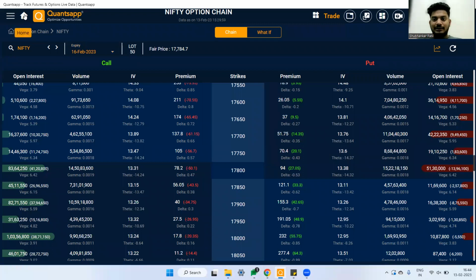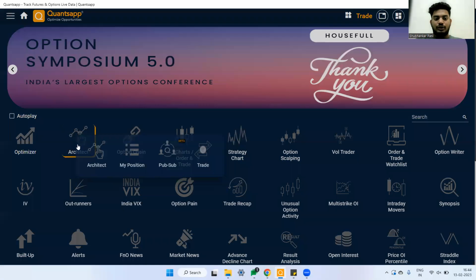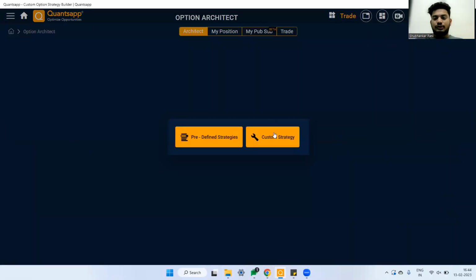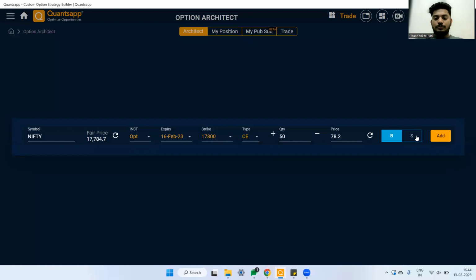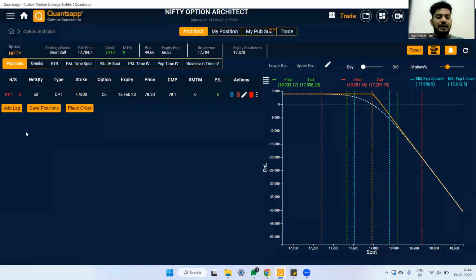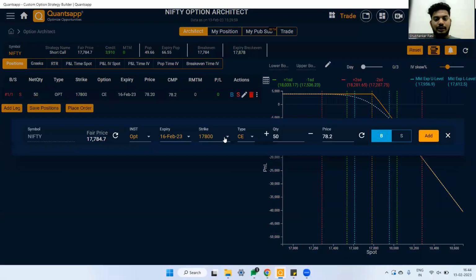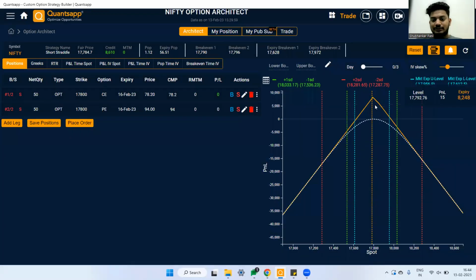One of the simplest strategies that will come to your mind is a short straddle. What does a short straddle tell you? You will sell an ATM call option, and you will sell a put option of the same strike price. So when you construct this strategy, you're short on two options: at 17,800 you're short on the call and short on the put. Now let's say the market remains exactly where it is.